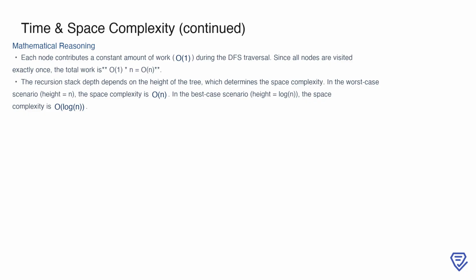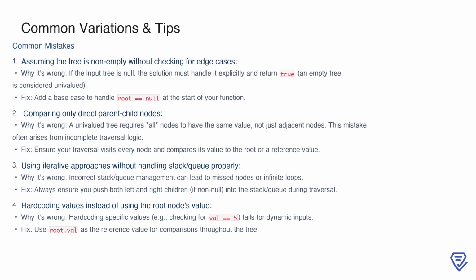These calculations highlight how both time and space complexity are tightly connected to the structure of the binary tree and reinforce the efficiency of the DFS approach. When tackling this problem, there are a few common pitfalls to watch out for. First, assuming that the tree is always non-empty can lead to errors.